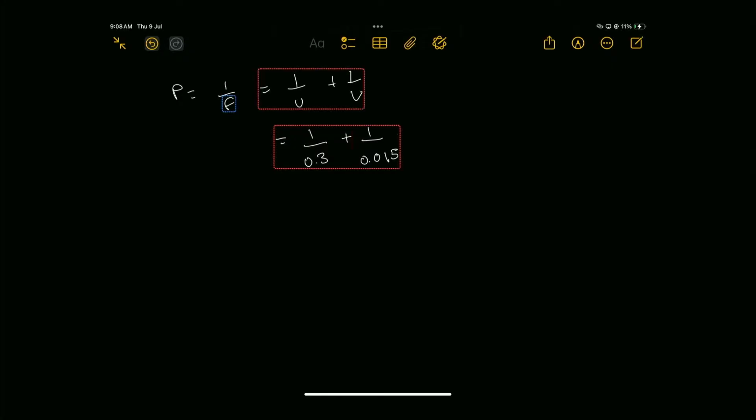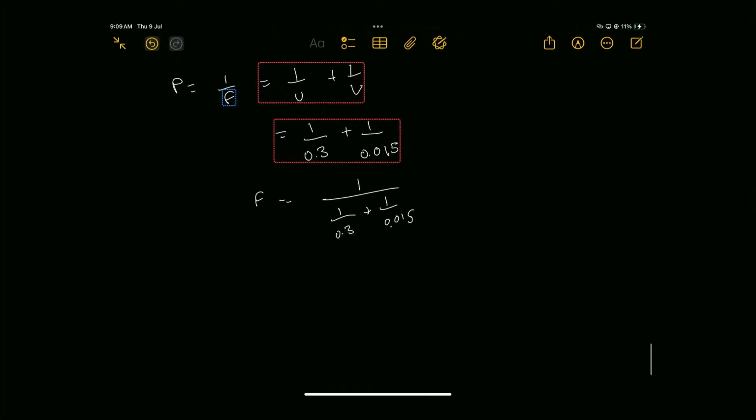So 1 over f would be equal to 1 over 0.3 plus 1 over 0.015, right? Now you could just substitute this into your calculator and you would get the answer in meters. Now the power is just equal to this value, and the power would be in diopters, right? So if you just substitute this into your calculator, you would get the value of the power and the focal length.